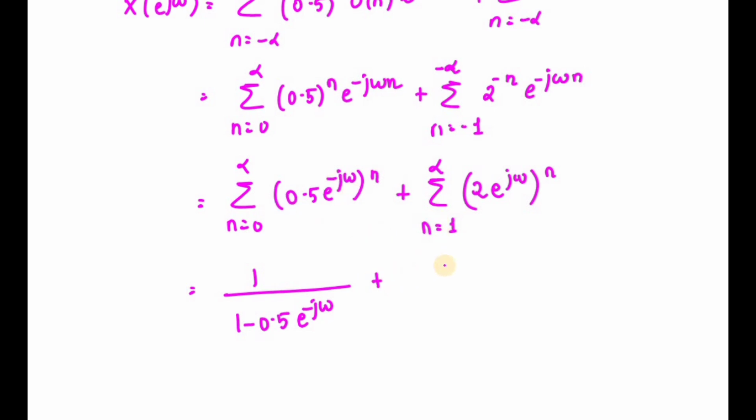Plus, since it is starting from 1, you have to write the numerator term as 2 into e power j omega divided by 1 minus 2 into e power j omega. Okay. So if you want, you can minimize this one. Otherwise, you can keep it as it is.